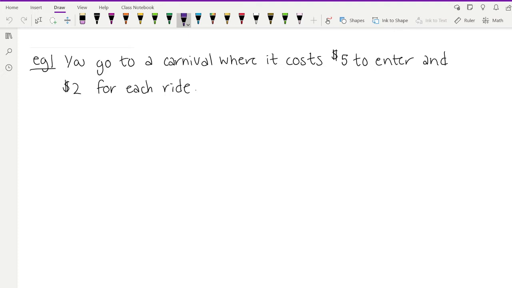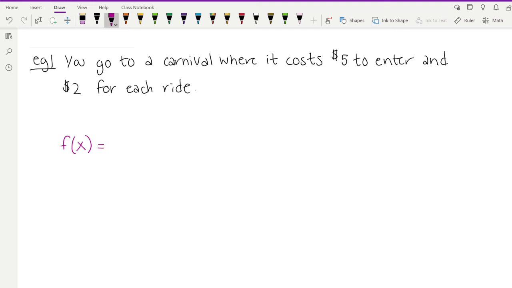So let's say that you go to a carnival, and at this carnival it costs $5 to enter, just to get in through the gates, but then you additionally have to pay $2 for each ride. So I want to write down a function f of x that would tell us the cost of going to the carnival and going on x rides. So maybe pause the video and try to come up with that yourself. How much would it cost to attend the carnival and go on x rides?